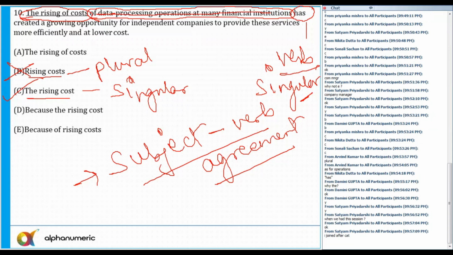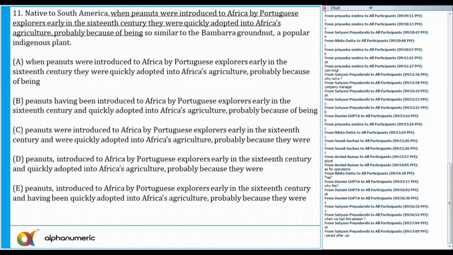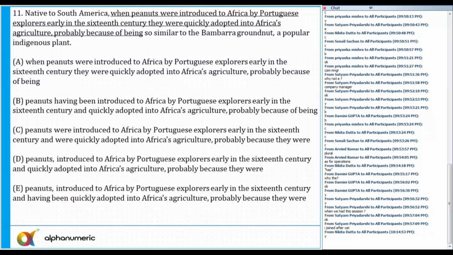So let's come to the next five. Question number 11 to question number 15. Please take a look, and when you are done, please let me know. Are we all through? Should we start the discussion? Yes? Okay.